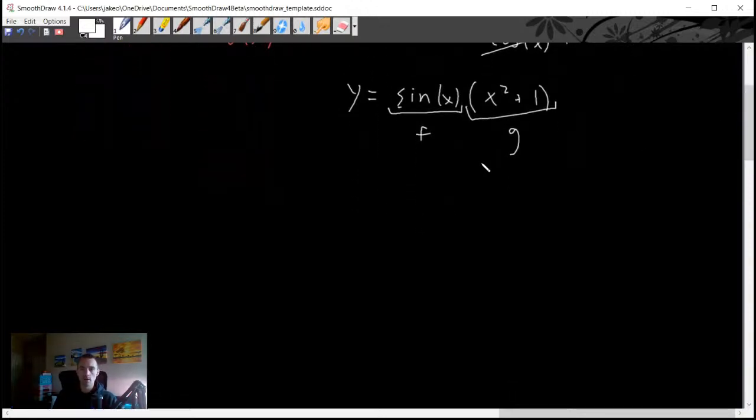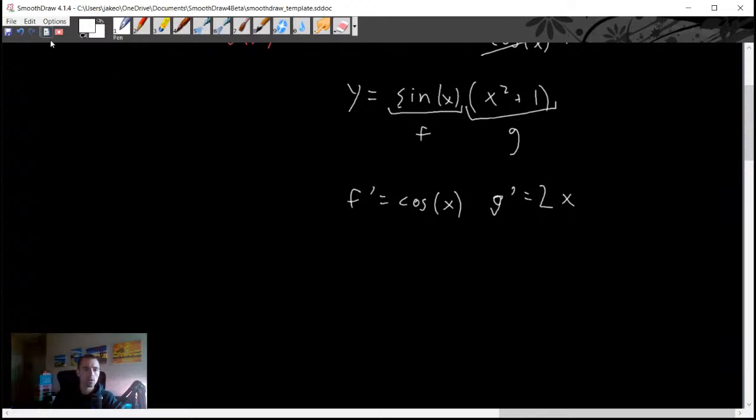So let's go ahead and do it that way. So we found our f and our g. Now we need to find our f prime and our g prime. F prime is just the derivative of sine x. The derivative of sine x is cosine x. The derivative of x squared plus 1 is just power rule. Bring our 2 down in front. Lower the power by 1. 2 minus 1 is just 1. So that's just 2x. And then the derivative of a constant is 0. So that would just be 2x plus 0.